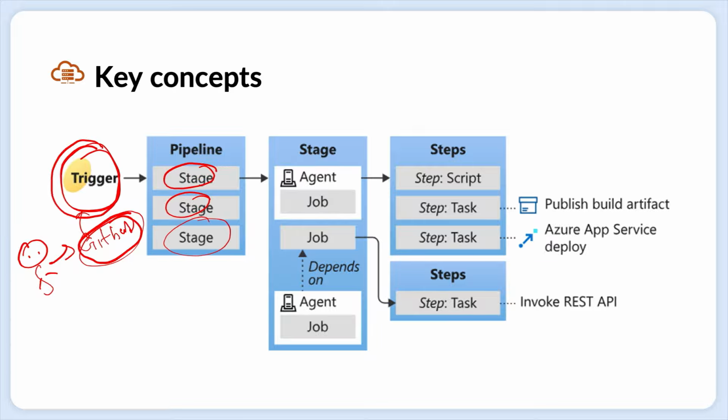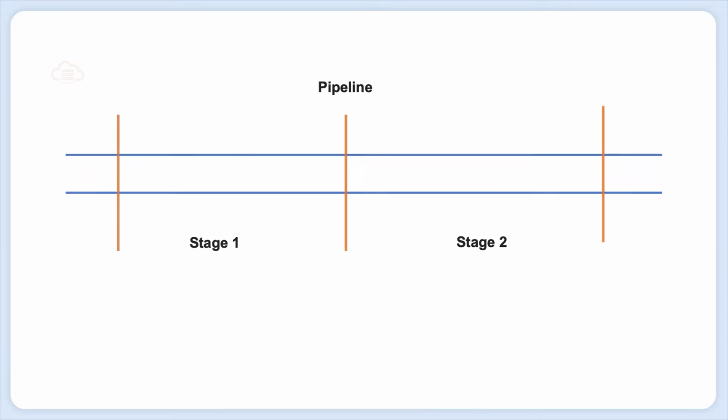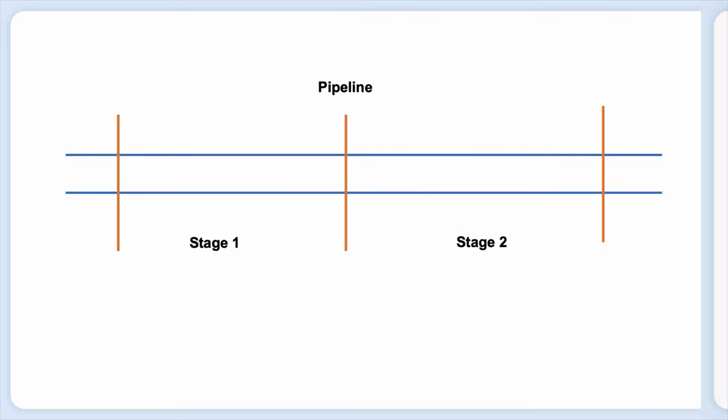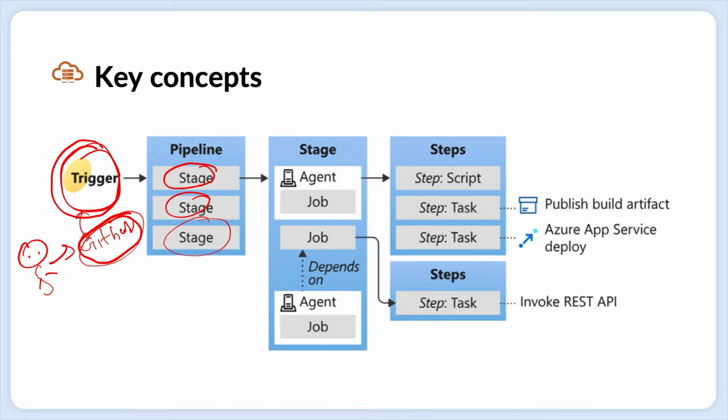Yes, as you have understood in the previous example, here we have multiple stages. In one stage we have one job, and in another stage we have another job. Similarly here, in this pipeline we have multiple stages for doing different jobs.